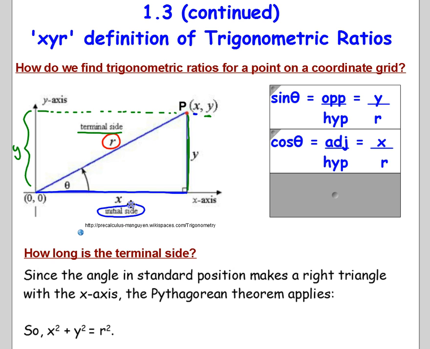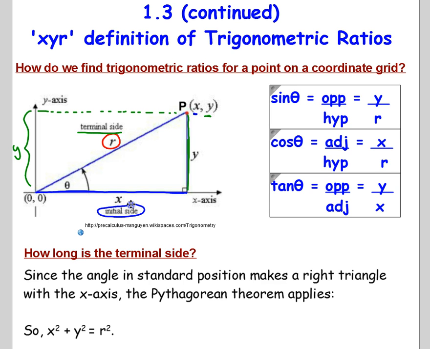The last one is tangent. Now, tangent is an interesting one because it uses opposite and adjacent, and it doesn't use the terminal side. And so we're going to find that the ratio for tangent for a point on a coordinate grid is just going to be a lot like slope. It's y over x, which is really why a tangent is very useful for making staircases and making ramps, because the tangent ratio is the slope because it takes the vertical over horizontal as a ratio.